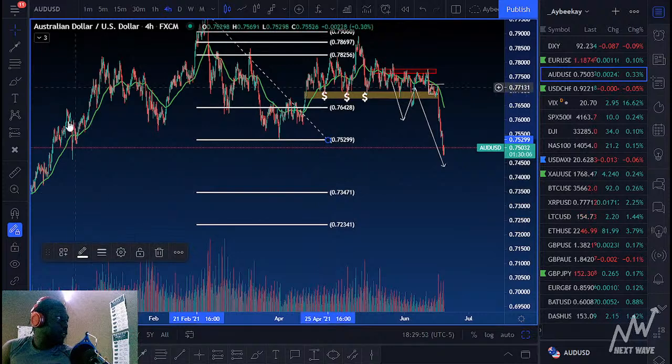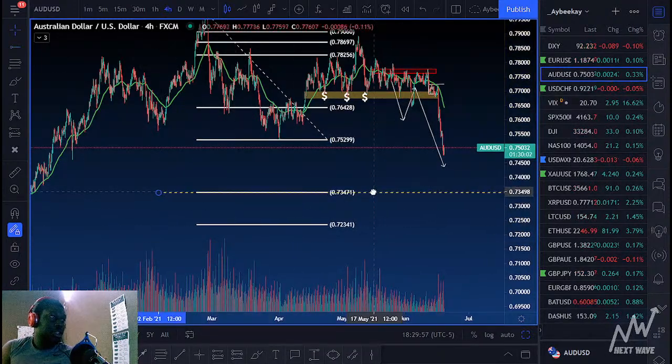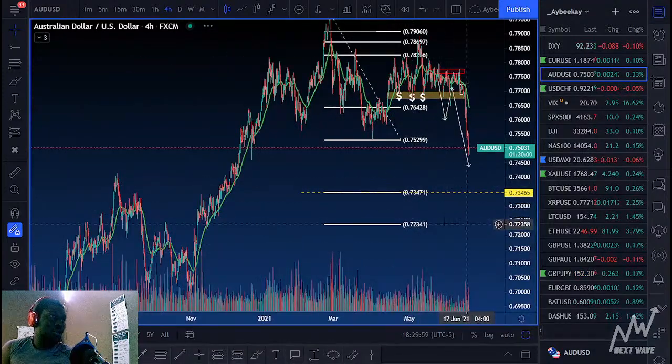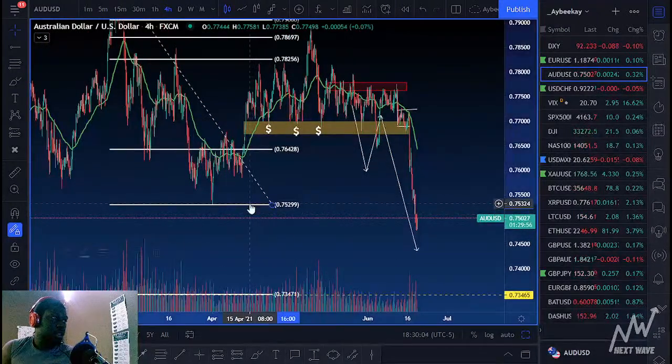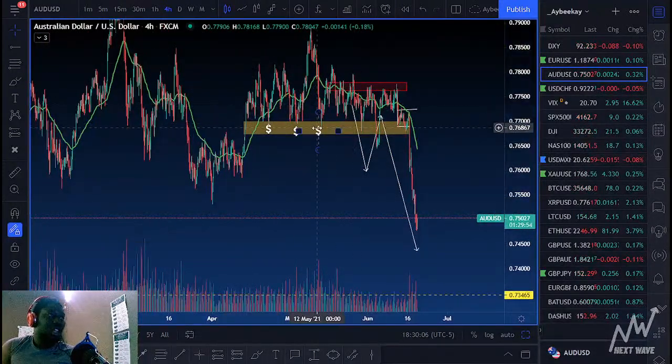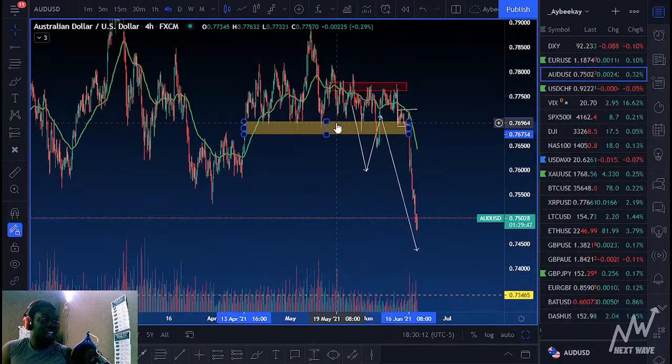0.73471 is definitely an area where I would look for price to really struggle to continue falling from. So gonna leave that there though, just for my visual, or for my eyes only. Well, not for my eyes only, but for me to be able to see that. Get rid of all of that, which is basically what happened right there. That's crazy.